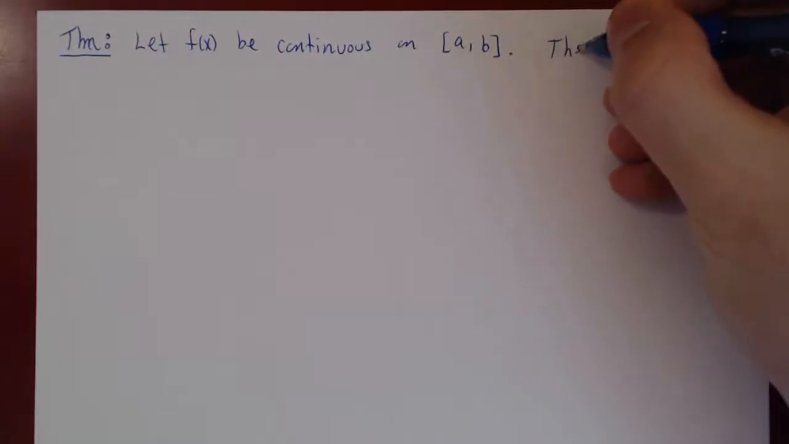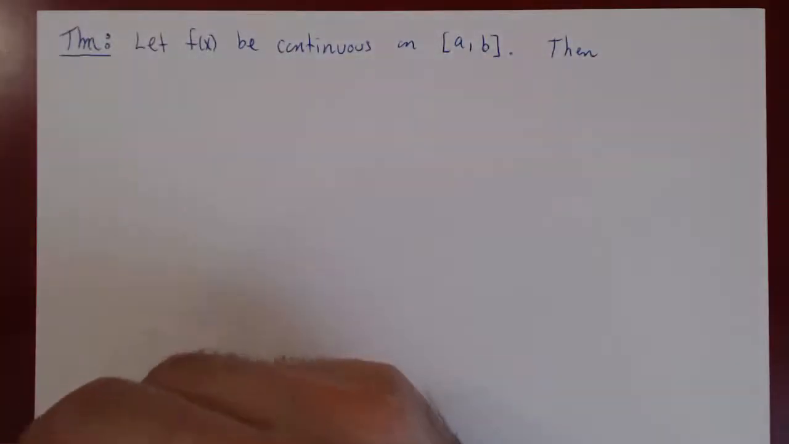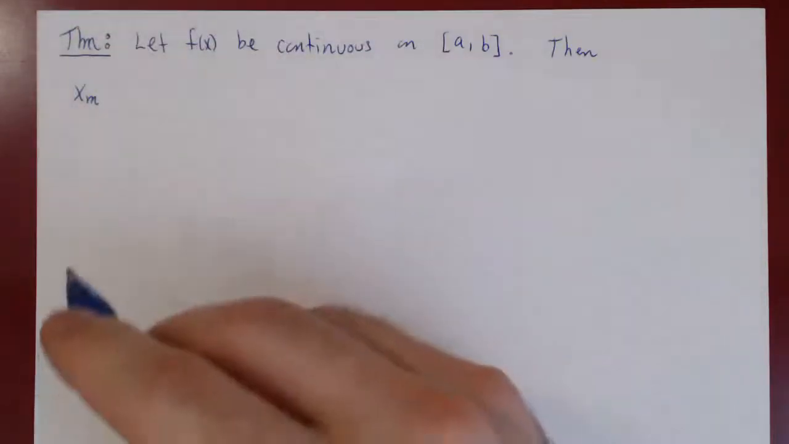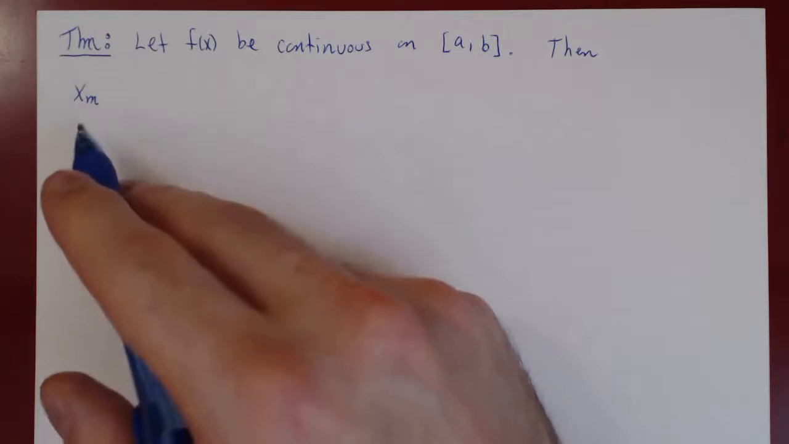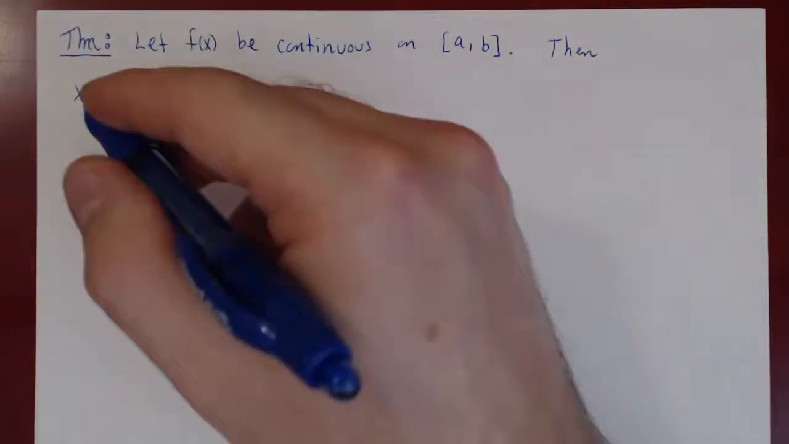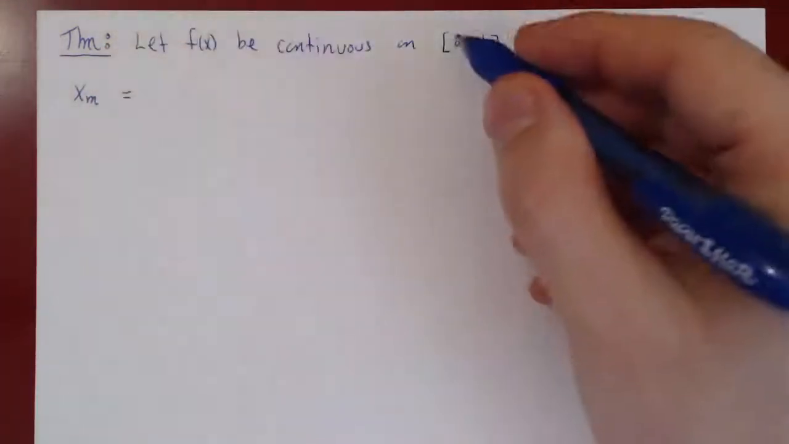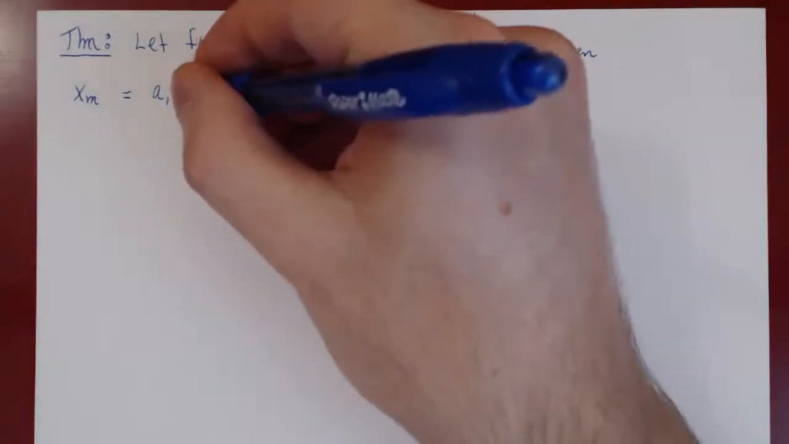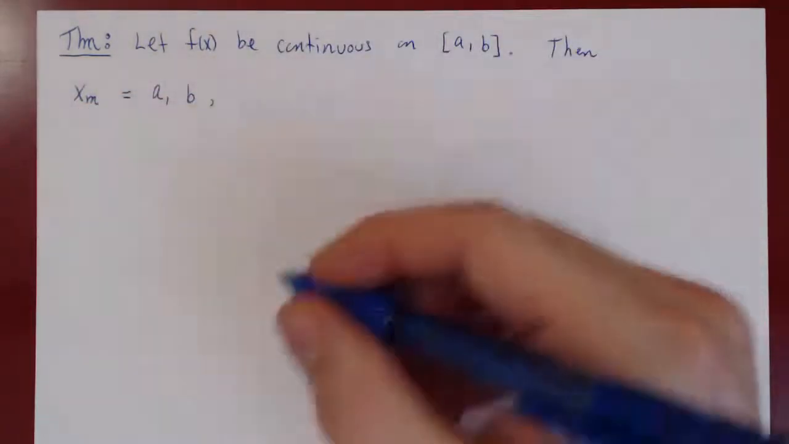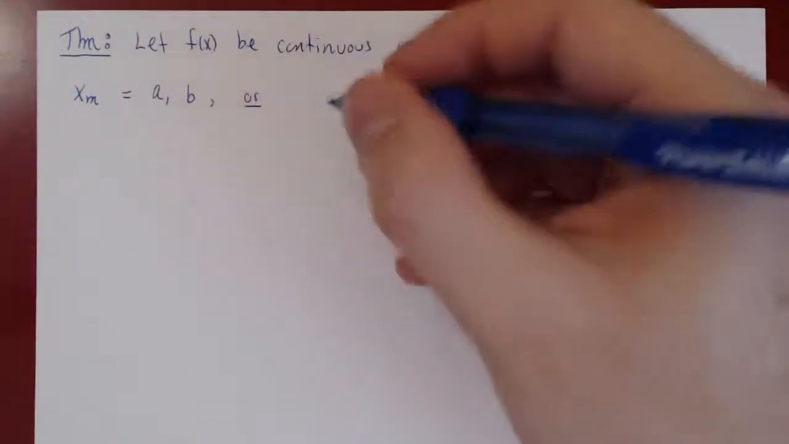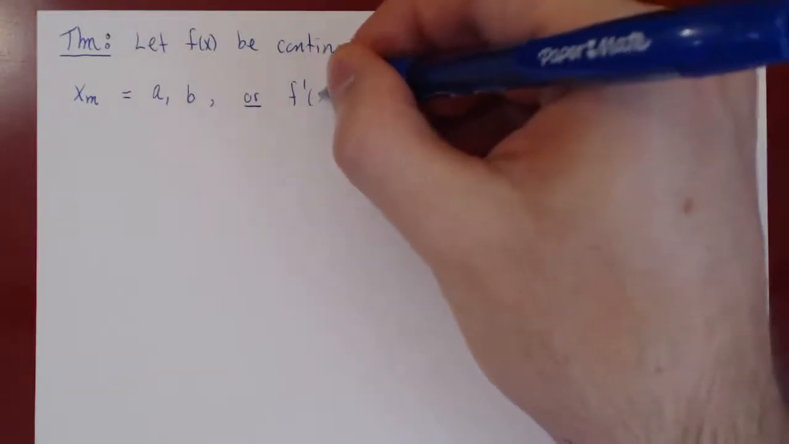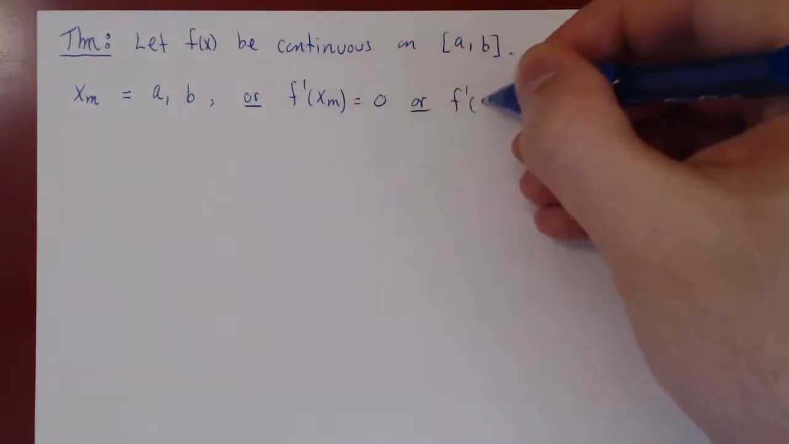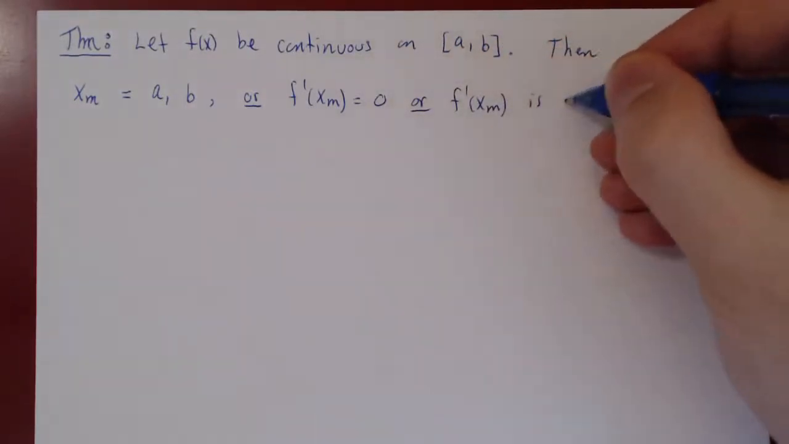So then, our minimum value, our minimum point, so the absolute minimum or a global minimum, has to equal either the left-hand point or the right-hand point, or it has to be a value where f prime at this point is equal to 0, or a value where f prime at this point is undefined.